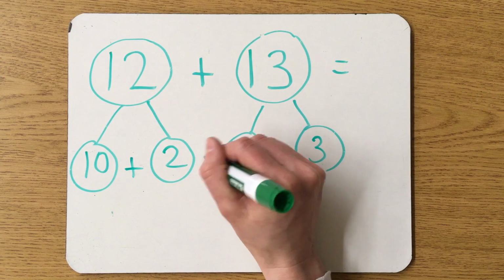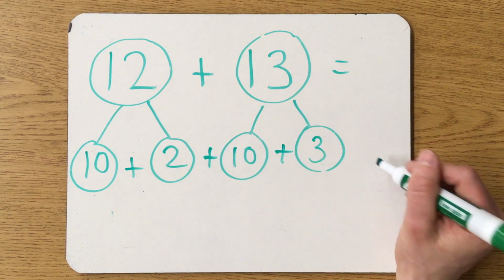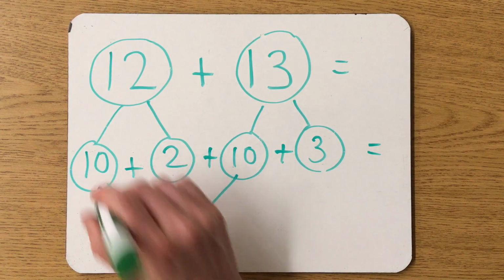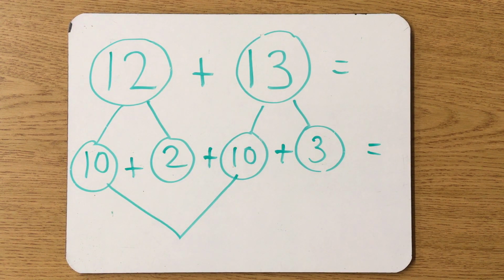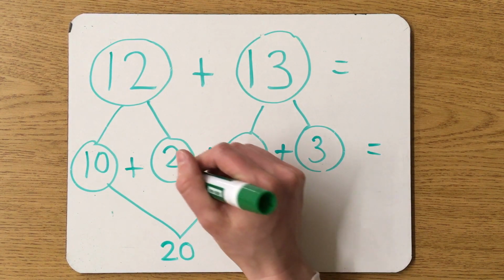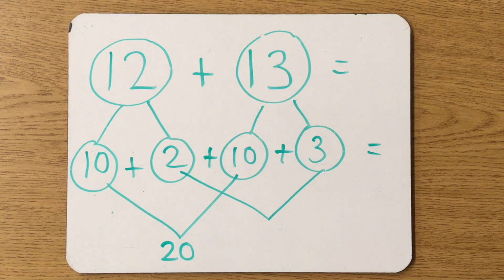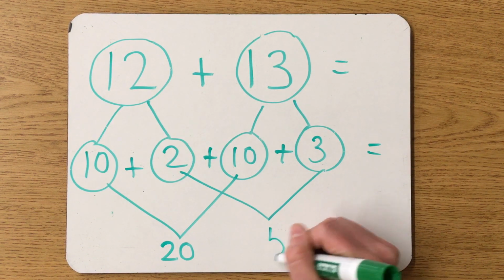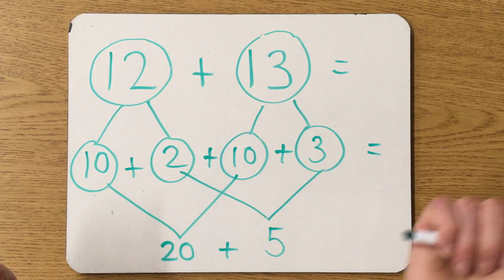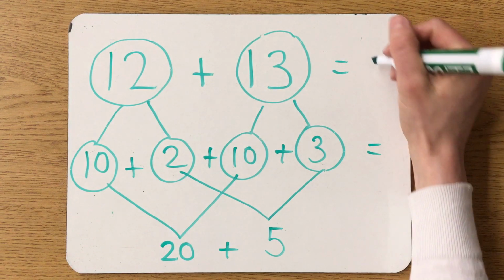Our new question is 10 plus 2 plus 10 plus 3. When you see this, you might get excited because adding tens is much easier than adding other numbers. 10 plus 10 is 20. We can put the 2 and the 3 together. This is almost doubles. 2 plus 2 is 4, and then one more makes 5. Now our question is 20 plus 5. We like this question. It's friendly. We have a group of 10 at the beginning. 20 and 5 makes 25.